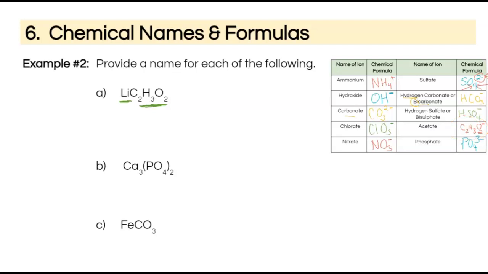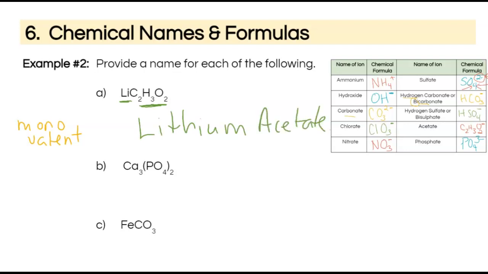And so acetate with lithium, that is an ionic compound. So I need to see, well, is lithium a monovalent metal or a multivalent metal? And because it's in group 1, it is a monovalent metal, and so I do not need to use Roman numerals, and in fact, if I do, that would be wrong. So straight up, the word name for this would be lithium acetate. And that's it.